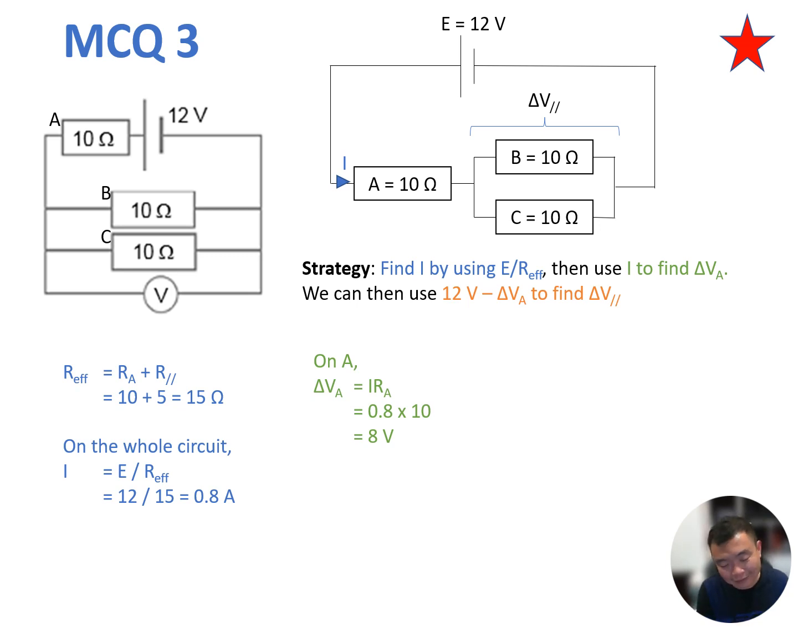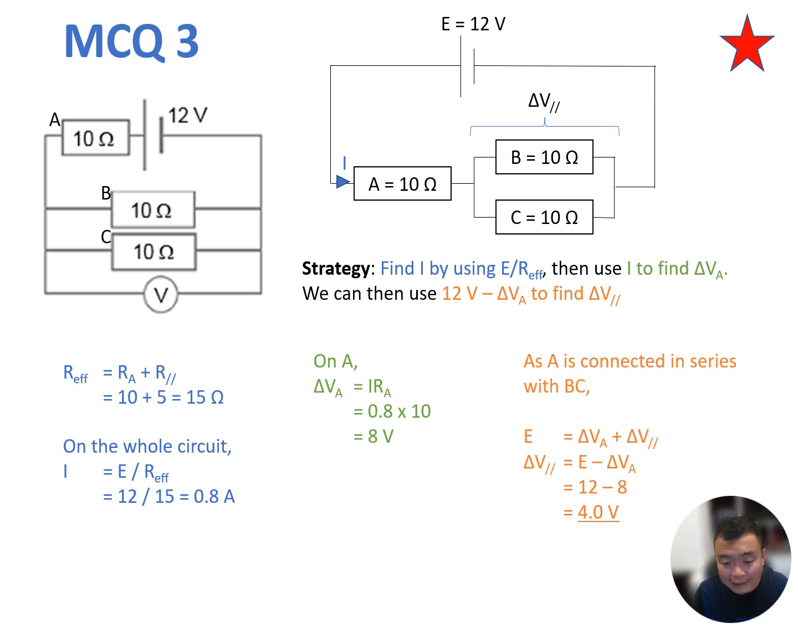Second phase of our solution. So now we have the current value known, 0.8 amperes, passing through the whole circuit and also passing through resistor A. We can now use Ohm's law on resistor A to find the voltage across it, and we got 8 volts over here. And the last phase, to get the final answer, the sum of the voltages, because A and BC are connected side by side, they're connected in series with each other. So the sum of their voltages must add up to become 12 volts.